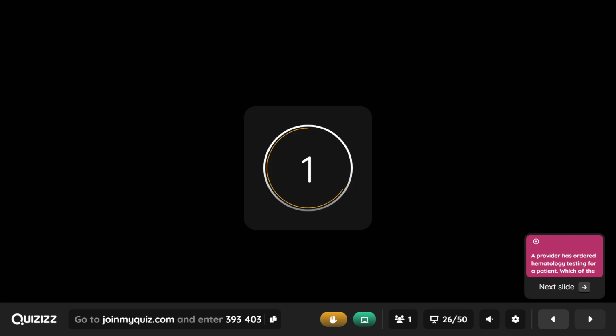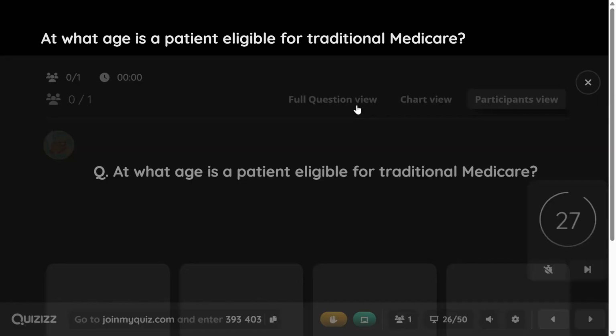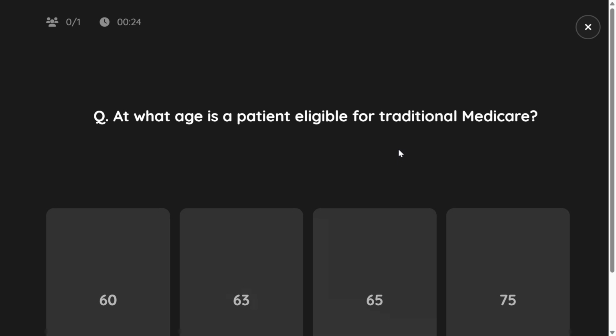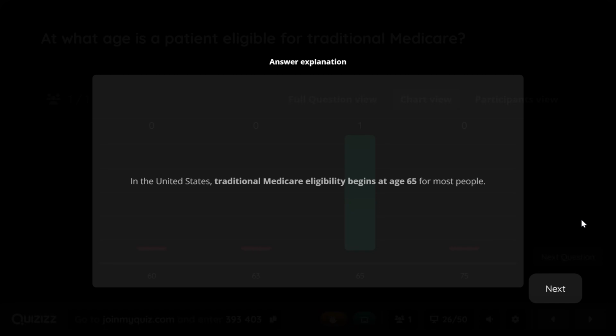All right, next question. At what age is a patient eligible for traditional Medicare? 60, 63, 65, or 75? What age is a patient eligible for Medicare? The answer to this one is going to be 65. 65 for Medicare.